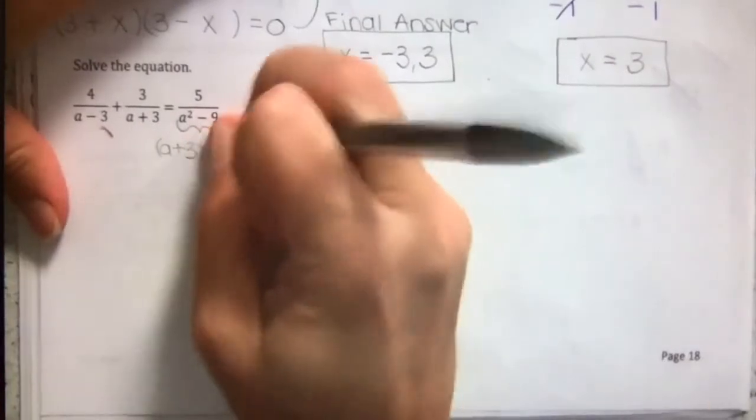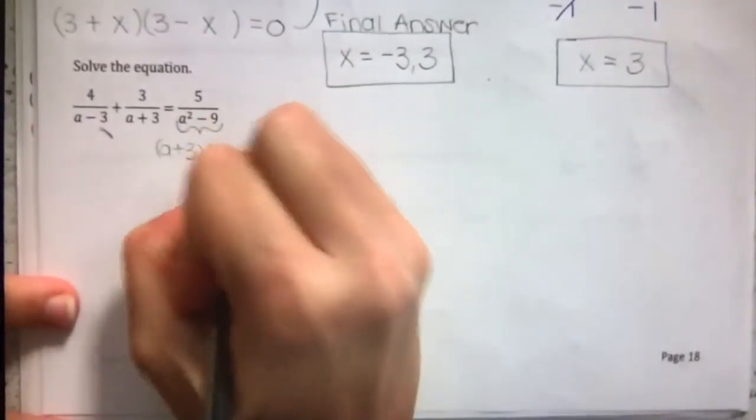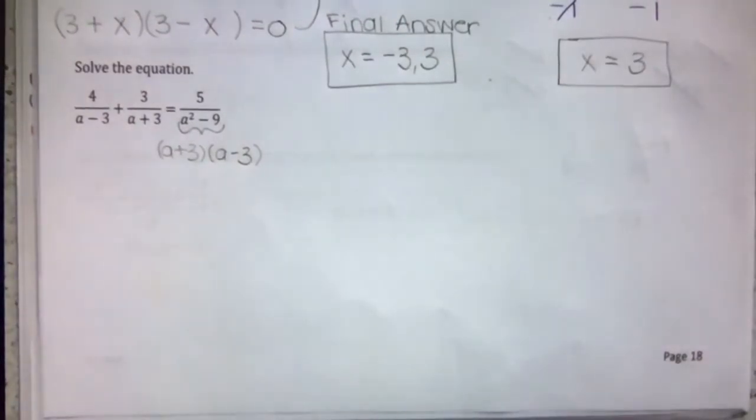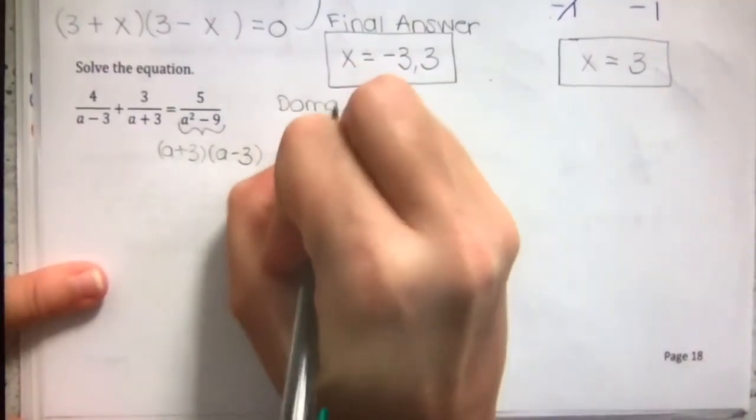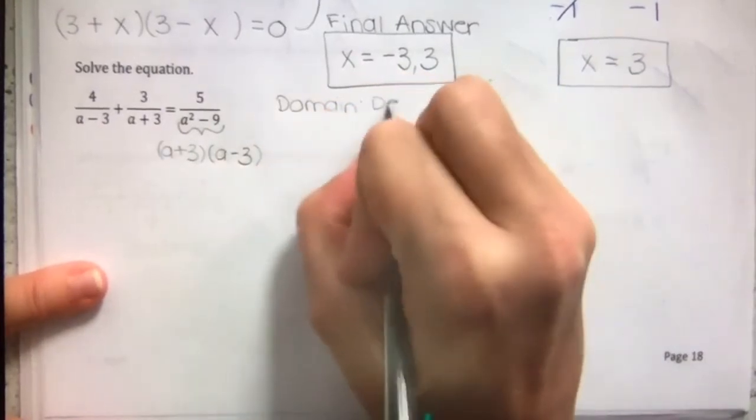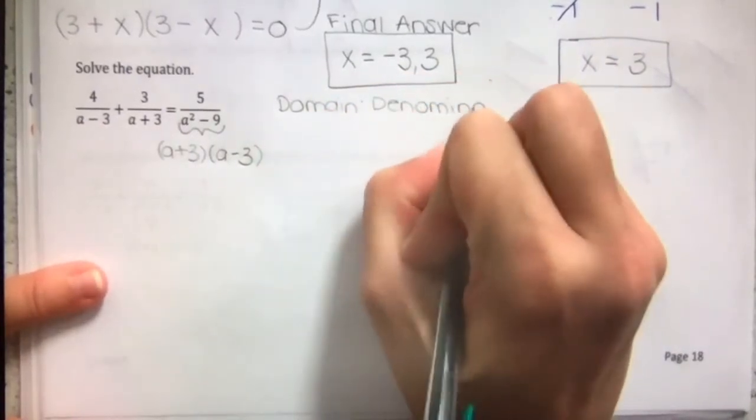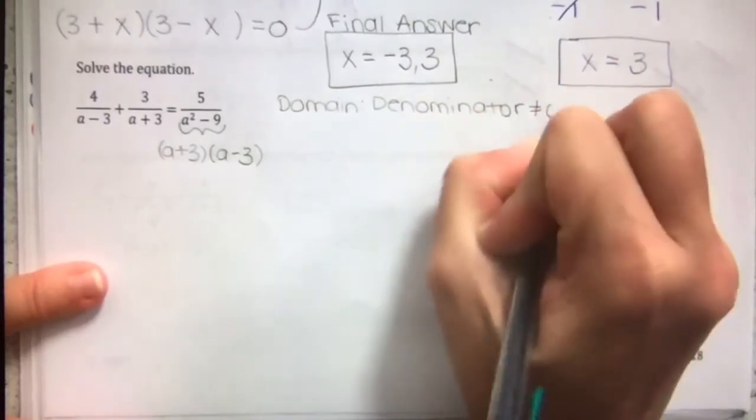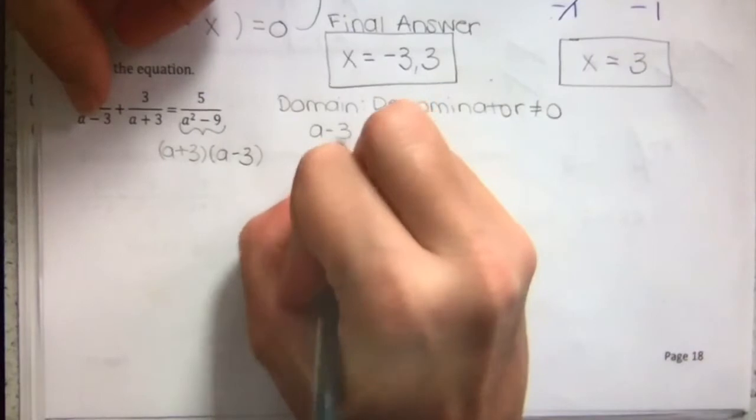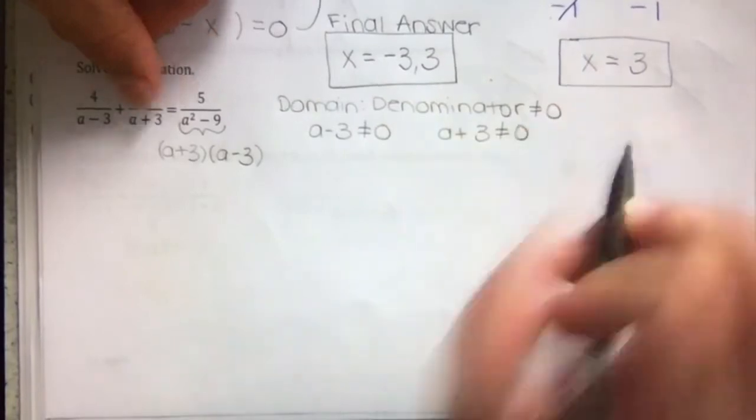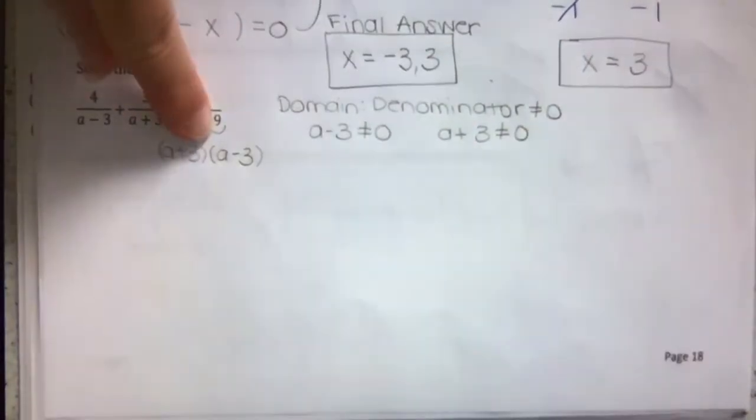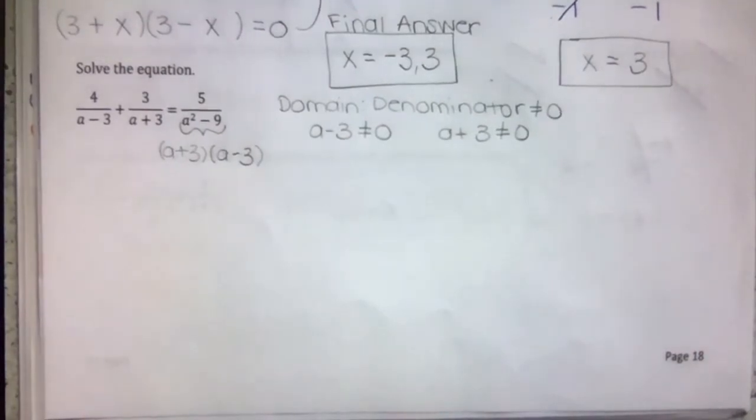So that factors down into a plus 3 times a minus 3. So we see what's going on in our denominators. Now let's find that domain first. There's fractions, so we know our denominator cannot be 0. Our denominators are a minus 3, which cannot be 0, and a plus 3, which cannot be 0. A plus 3 is already there, so I don't need it twice. A minus 3 is already there, so I don't need it twice.